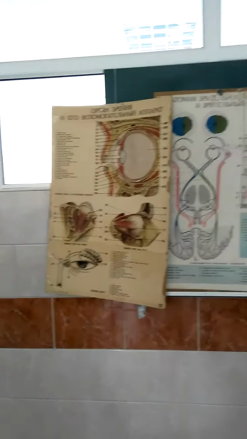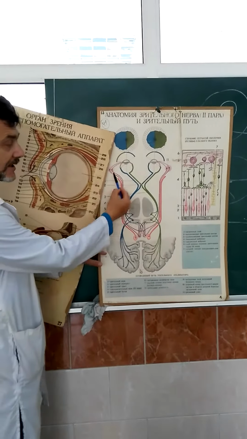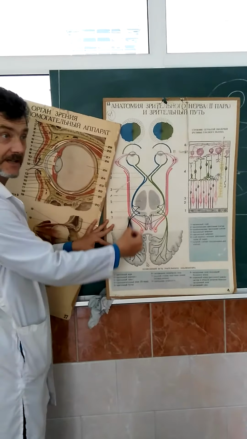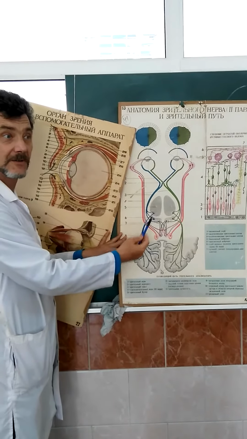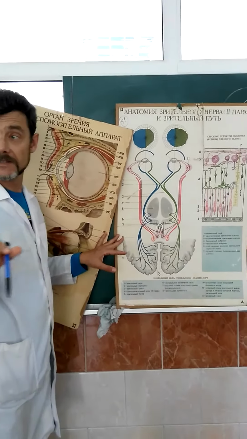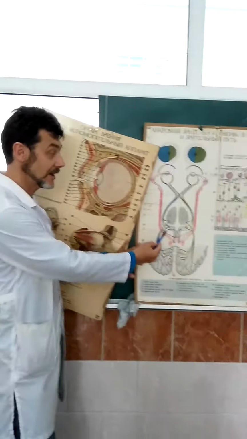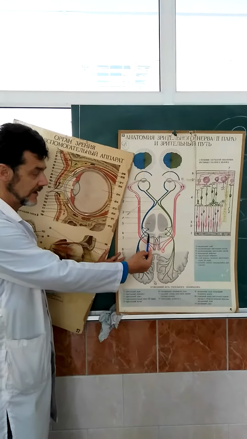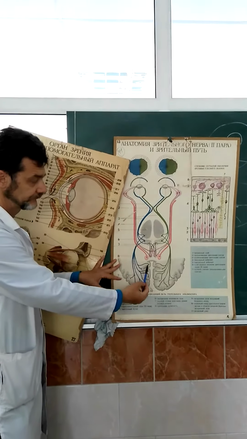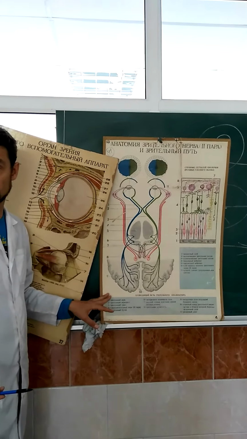So, from corpus geniculatum laterale, the axons go through capsula interna. You remember the capsula interna is here, and the posterior part of capsula interna is radiatio optica. So radiatio optica is a collection of fibers which go from corpus geniculatum laterale. Finally, they go to the medial surface of the occipital lobe of the brain.